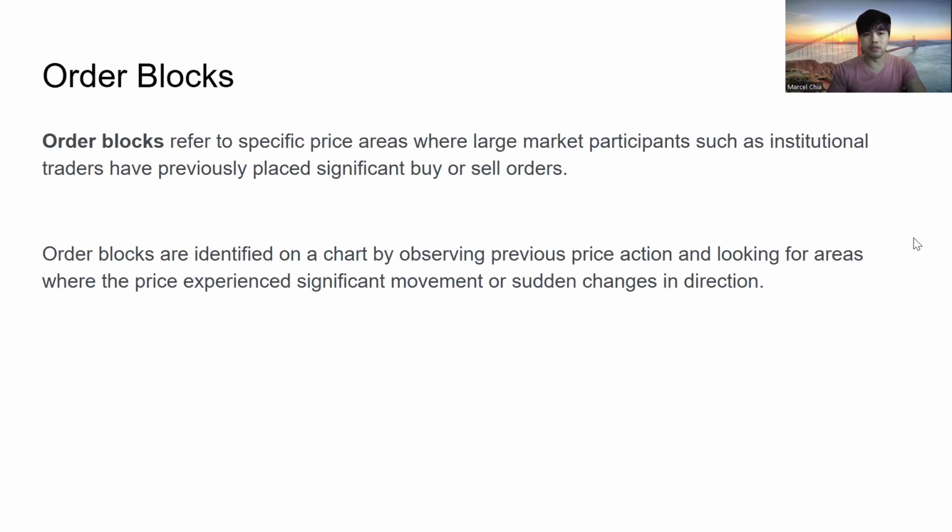Basically, an order block refers to specific price areas where large market participants, such as institutional traders, previously placed significant buy or sell orders. So on the chart, we can observe the previous price action and look for areas where price experienced significant movement or a sudden change in direction, which will cause price inefficiency.